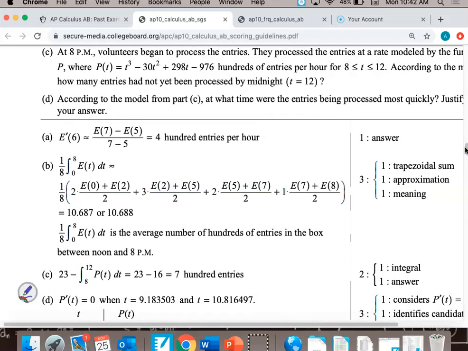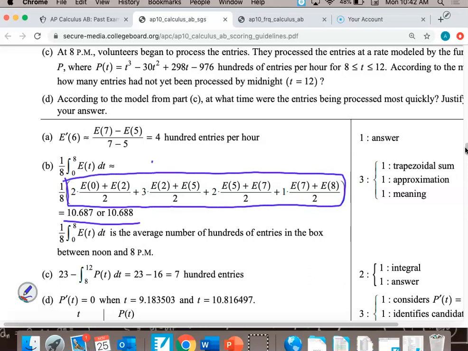So ignoring the 1/8, they just bring that down. So they have first width, sum of the heights divided by 2. Next width, sum of the heights divided by 2, right? They wrote it in function notation. You can write it with numbers. That's fine. If you write it with numbers, you're good. They never actually found the value of the trapezoidal sum. They went ahead and just found the divided by 8. This right here, whether you have it with function notation or numbers, that's worth a point. Then your answer with the division by 8 is worth a point.